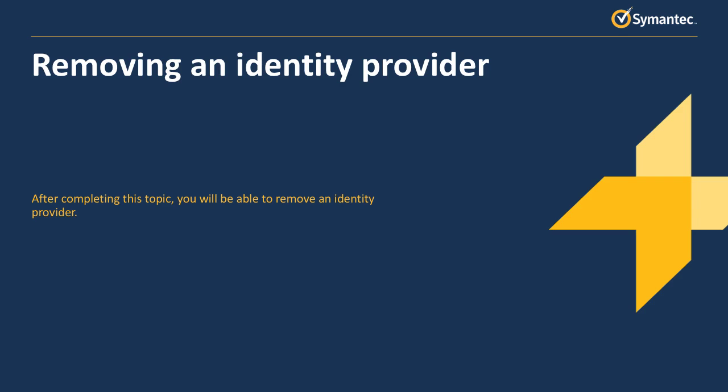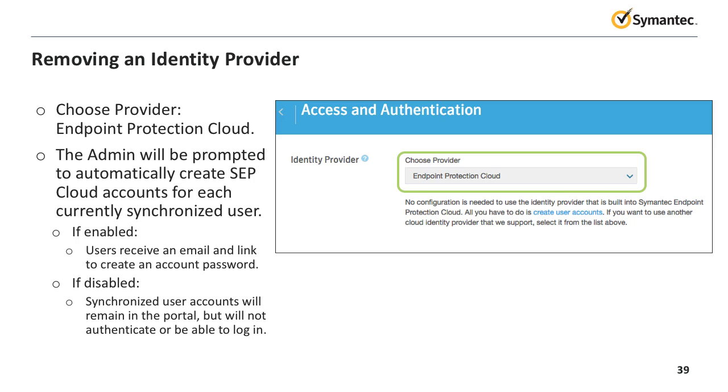This is the Removing an Identity Provider topic. After completing this topic, you will be able to remove an identity provider from SEP Cloud. Third-party identity providers can be removed at any time. When removed, SEP Cloud will use the built-in identity provider. To remove an identity provider, choose Provider, Endpoint Protection Cloud in Settings, Access and Authentication.